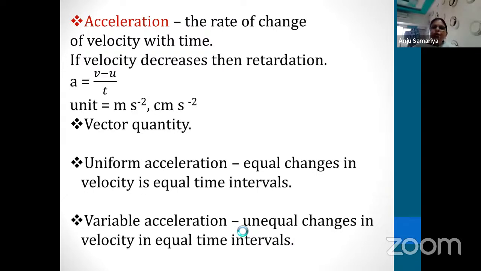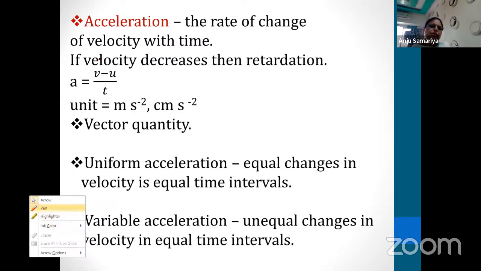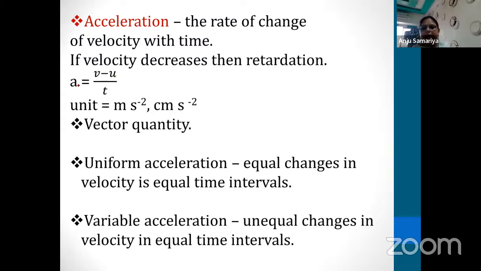So acceleration is the rate of change of velocity with time. If the velocity decreases, then it is retardation. And if velocity keeps on increasing, then it is acceleration. That means change in velocity upon the time. V is the final velocity, U is the initial velocity. So (V minus U) upon T becomes acceleration.